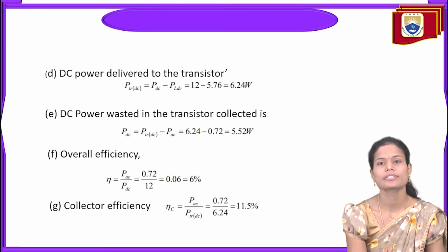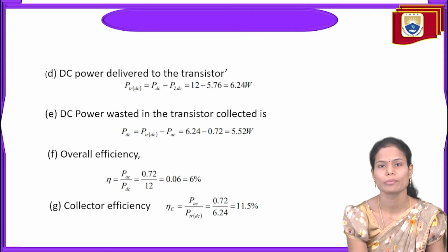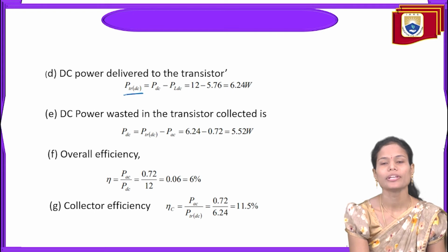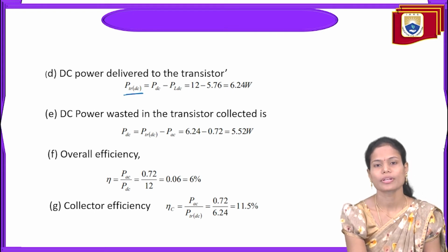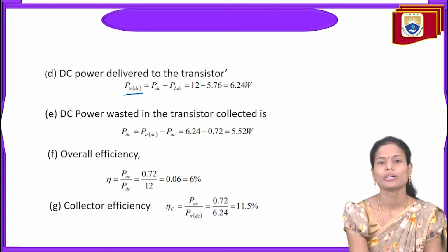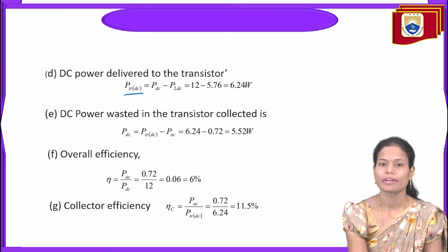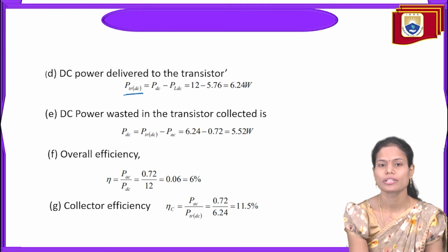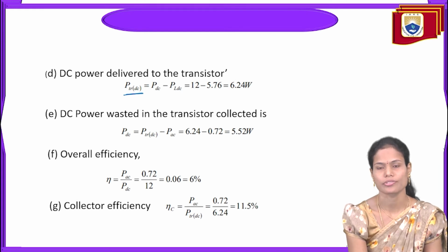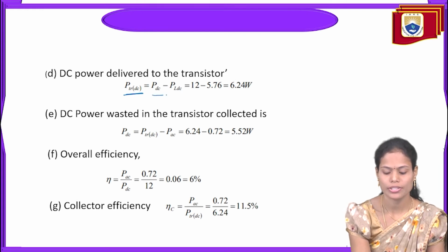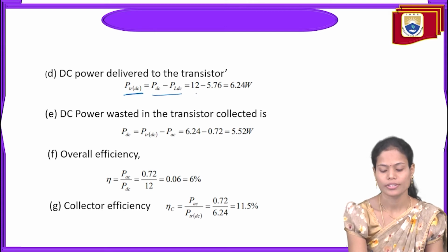And the next, DC power delivered to the transistor. How much DC power is delivered to the transistor? We are indicating it with P transistor DC. How can we calculate that? From the overall DC power, we have to remove the DC power across the load resistance. If you take the difference of the two, we can estimate how much DC power is delivered to the transistor. So I am taking it as PDC minus PLDC. That is 12 minus 5.76. The value is 6.24 watts here.